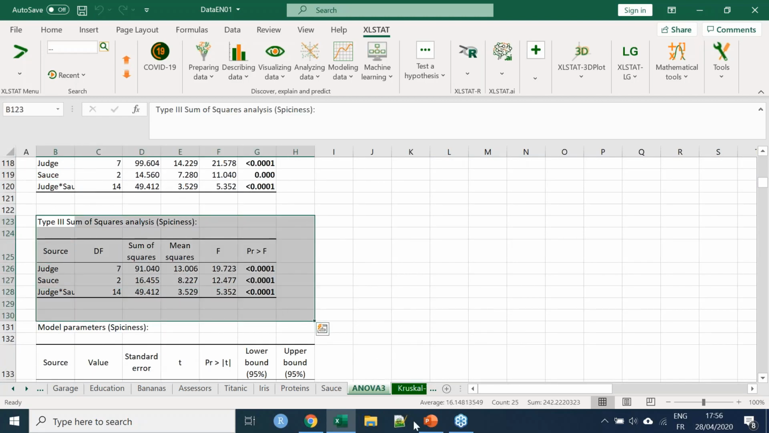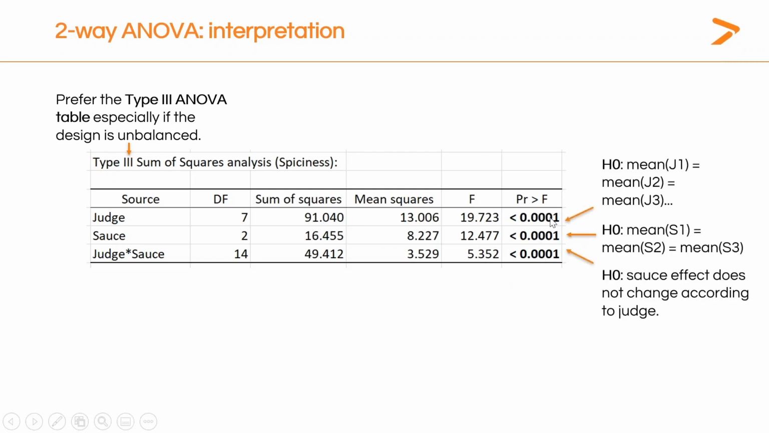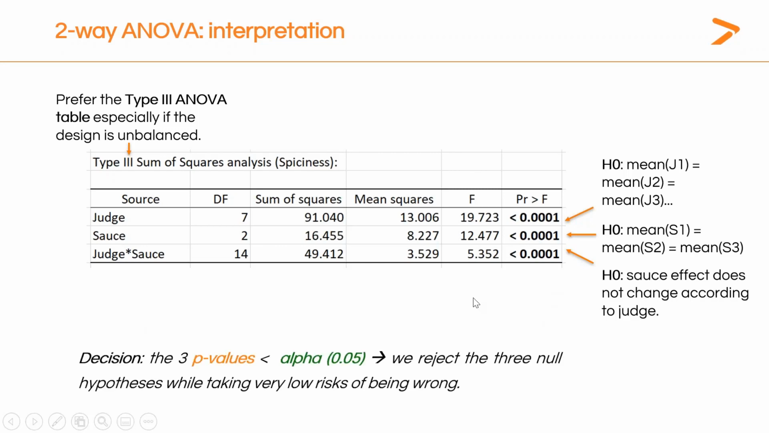I will comment on this one. So each effect is linked to a specific row. We have judge, sauce, and interaction. And each effect is also linked to a p-value. I have included the null hypothesis for the 3 effects. So for the first effect, the null hypothesis says that the judges have equal means. Second effect, the sauces have equal means. And the third effect, the sauce effect does not change according to judge. So we can reject all these hypotheses according to the p-values.